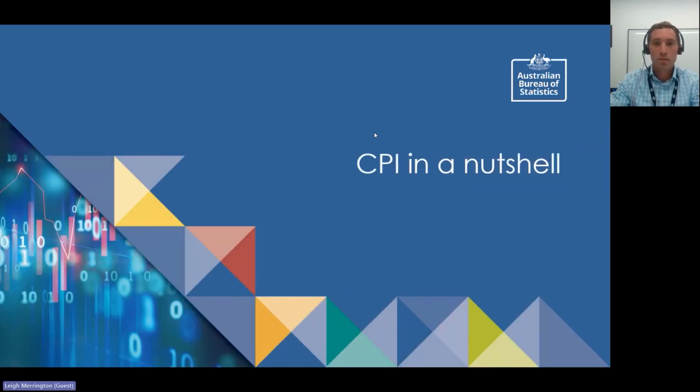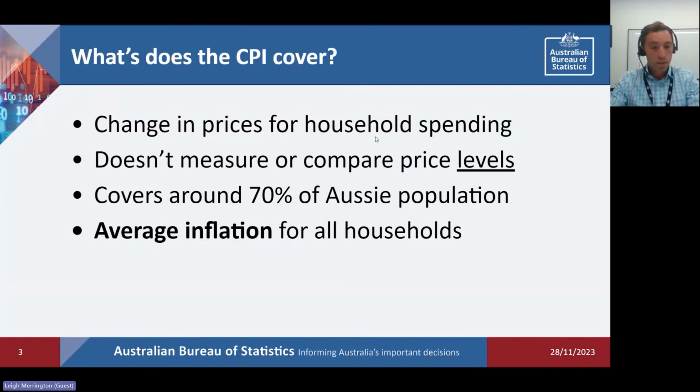Okay, so just starting with CPI in a nutshell. So what does the CPI cover? It measures the change in prices of household spending. So this means it excludes things that are purchased for investment purposes, like any kind of asset, whether it's shares or an investment property, that is out of scope of the CPI. We are only interested in measuring household spending for consumption purposes.